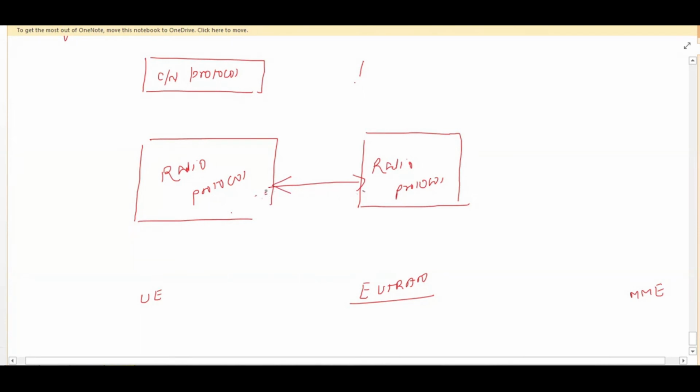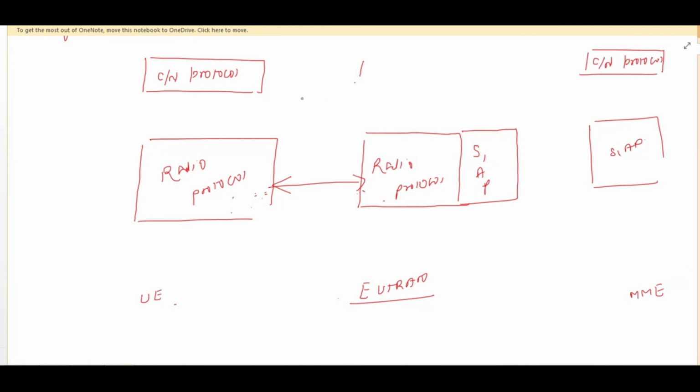Today in the first class I mentioned SDU and PDU. Two entities will communicate via the same protocol only. Here radio protocol, definitely here radio protocol. Then EUTRAN will communicate with the MME via the S1AP protocol, so the MME must have the S1AP protocol. Then the mobile core network protocol, which I'm telling right now is the NAS layer. Whatever the NAS layer procedures, the core network protocol procedures, the mobile will use them to communicate with the MME. So definitely the MME will have the core network protocol.